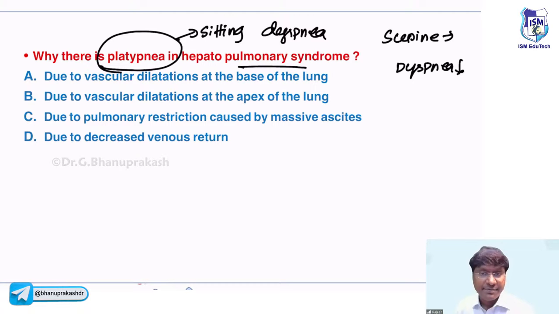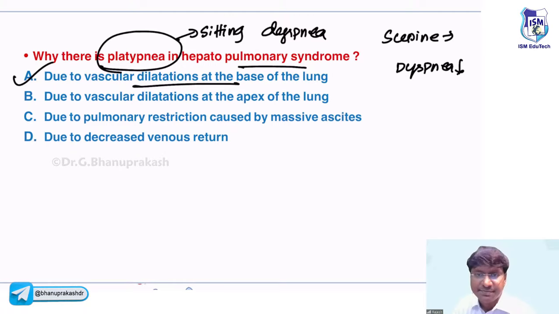The reason for platypnea in patients with hepatopulmonary syndrome, among the options which have been given to you, is due to vascular dilatations at the base of the lung. This results in the development of platypnea. And in patients with hepatopulmonary syndrome, you have what is called platypnea-orthodeoxia syndrome, where the individual will have dyspnea in sitting position, but in supine position, the dyspnea disappears. Okay, that is hepatopulmonary syndrome, right?